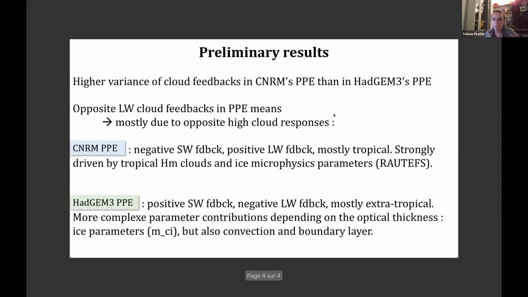So these are just some preliminary results, and I'll not talk too much. But the idea was that maybe by using two PPEs from two different models, we can learn about the structural differences between the models and how the cloud feedbacks are impacted by the parameters. Yeah, that's it.